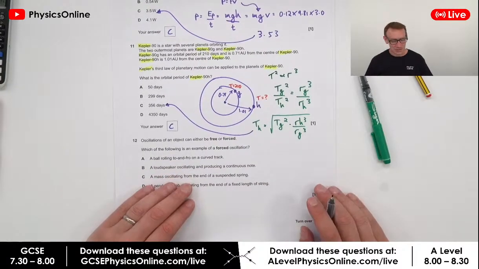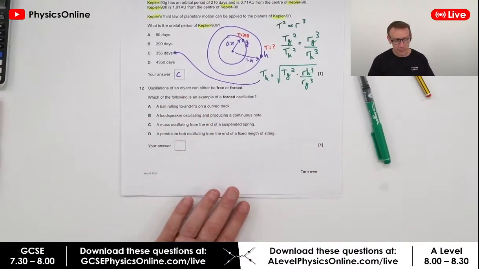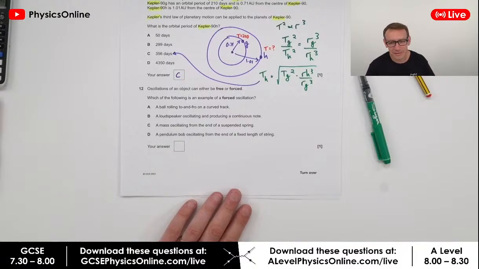Okay, right. Oscillations can either be free or forced. Which of the following is an example of a forced oscillation?